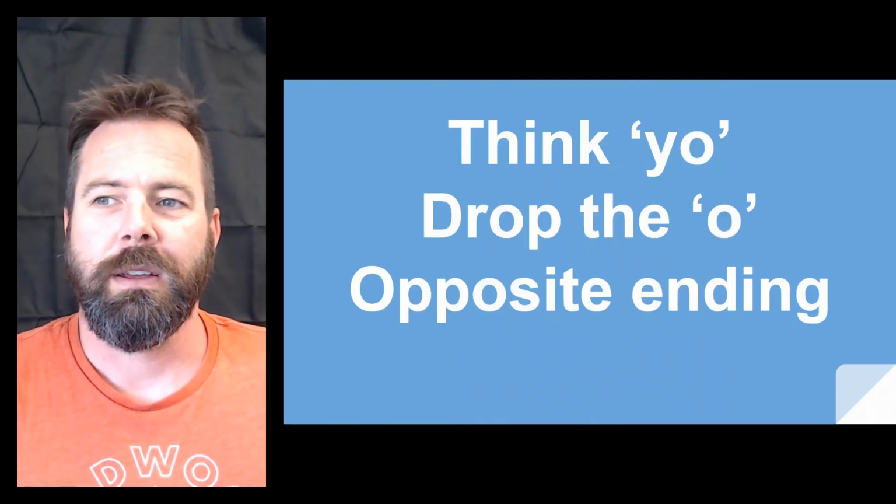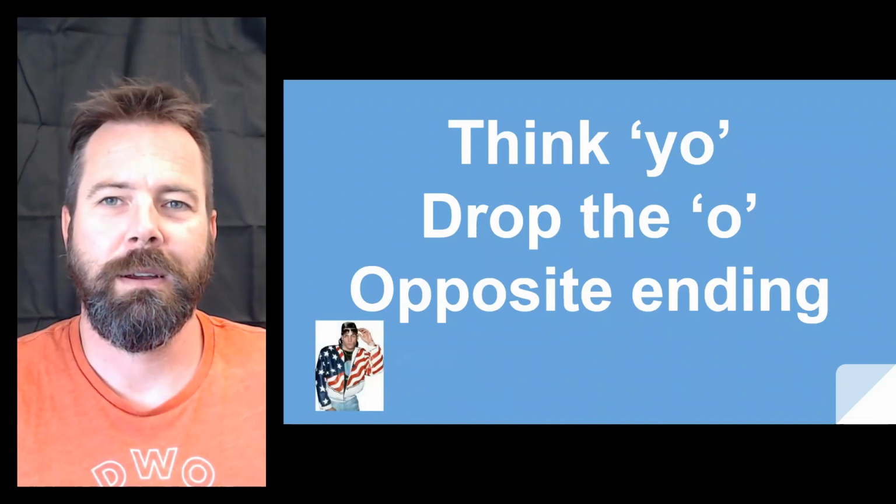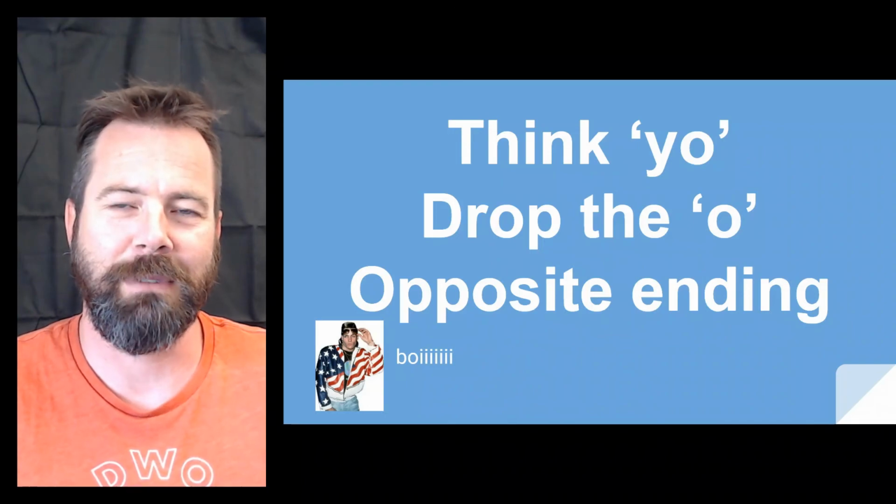All right, so to figure out how to conjugate these verbs in the subjunctive mood, we're going to channel an incredible musical artist. You may know him as Mr. Vanilla Ice. So we're going to do a Vanilla Ice quality rap to remember how to use subjuntivo. So here we go. You ready? And I told you it's Vanilla Ice quality, so you can't get mad at me if it's not that great. Think yo, drop the O, opposite ending. Boy, just like Vanilla Ice would say.